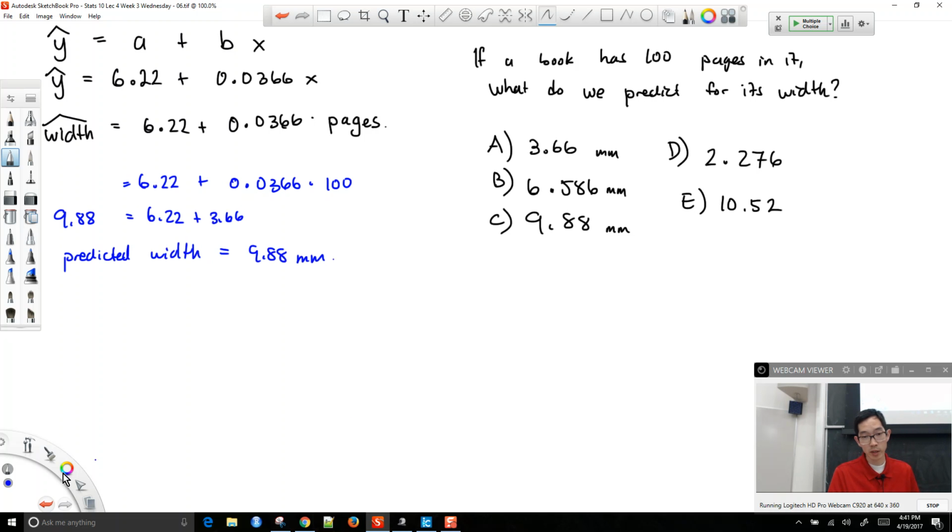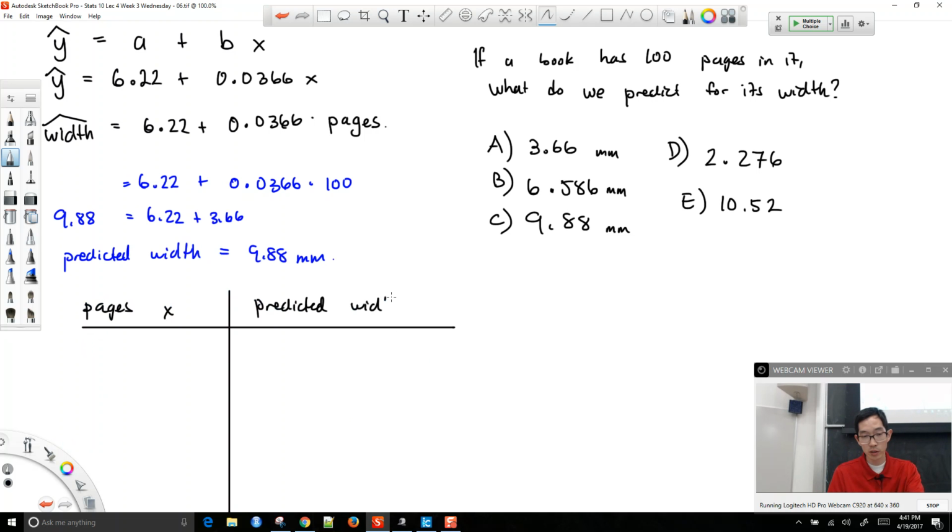Now quickly, for different numbers of pages, our x, what do we predict the width to be? At 100, we predicted it would be 9.88. If x is 200, what is the predicted width? And if x is 300, what is the predicted width? Go ahead and take a minute to crunch out these numbers. No clicker question, just write these down in your notes. For 200 and 300 pages, what do we predict the width to be?